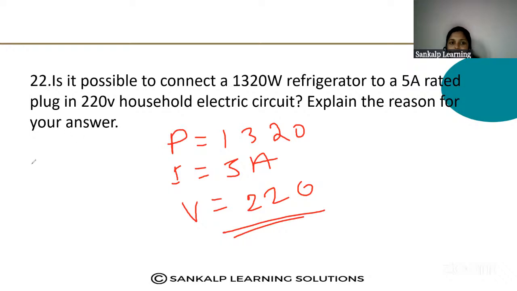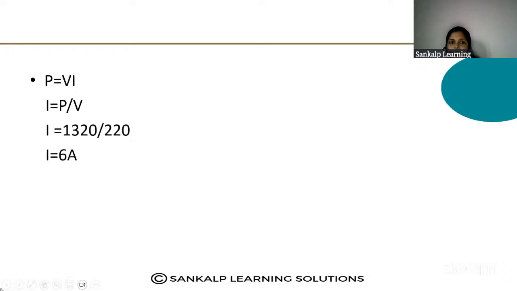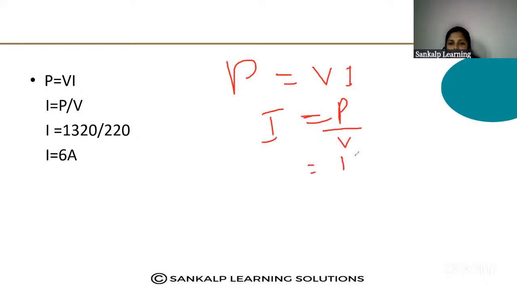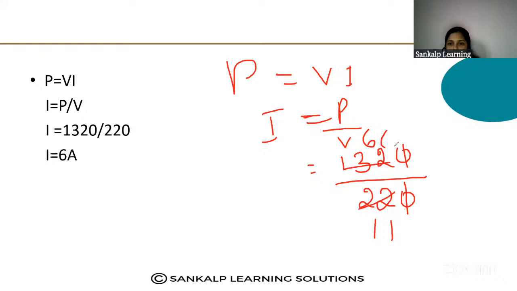Here, apply the formula P equals V into I. Here I equals P by V, as we did in the last sum. Here P is 1320 divided by 220. Cancel: 2 ones are 2, 1 1 are 2... 6 2s are 12... so I is equal to 6 ampere.